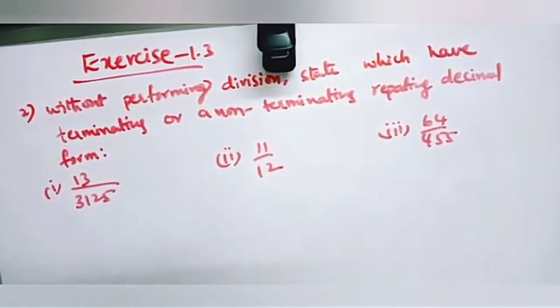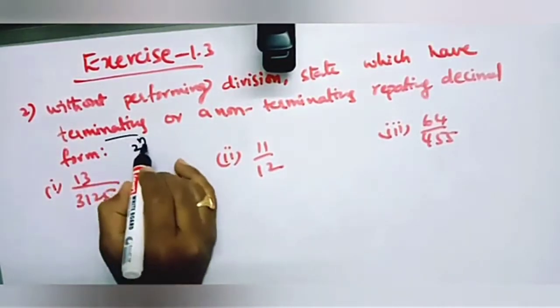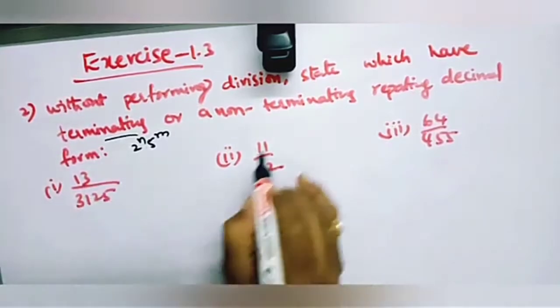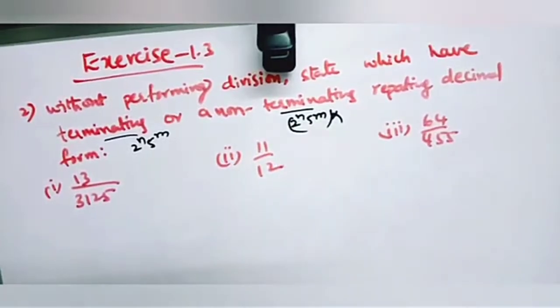Second question: without performing actual division, state whether the following rational numbers will have a terminating decimal form or non-terminating repeating decimal form. The first question is 13 by 3125. So how can we check whether the given rational number is terminating or non-terminating? If the denominator is in the form of 2 power n and 5 to the power of m, then we can say that it is terminating. If the denominator is not in the form of 2 power n and 5 to the power of m, then we can conclude that the rational number is a non-terminating repeating decimal.